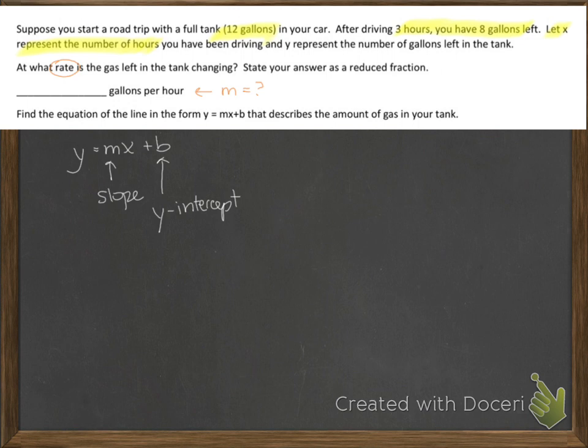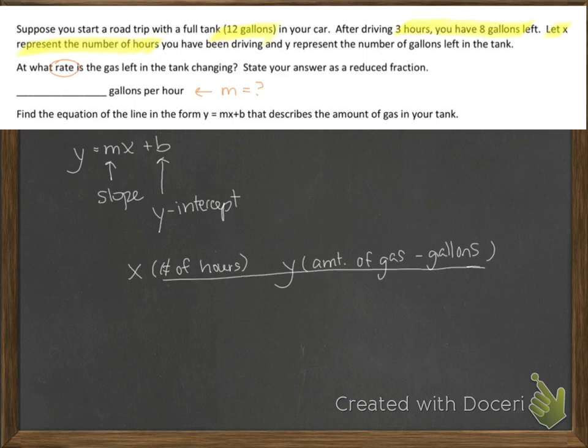Well, one way we can do it is to create a table of values. Remember, x is the number of hours we have been driving. Then remember, y is the amount in gallons of gas that we have in the tank. So I'm going to make a table for us that's going to organize all of this information.